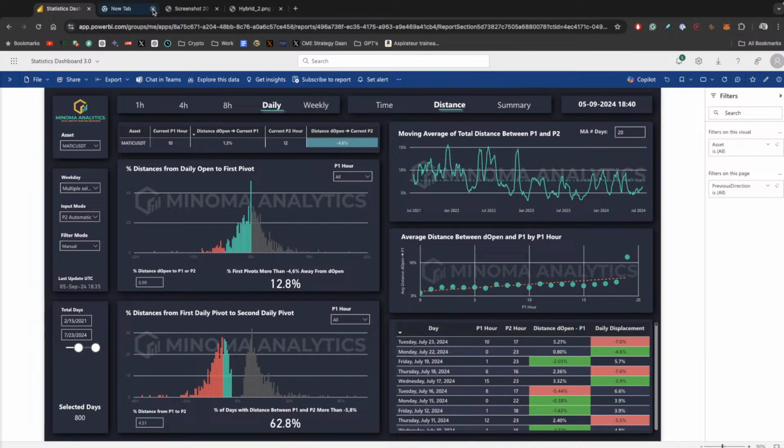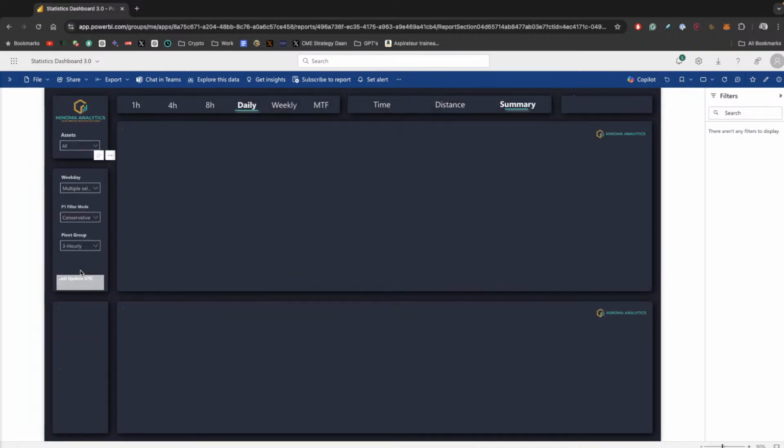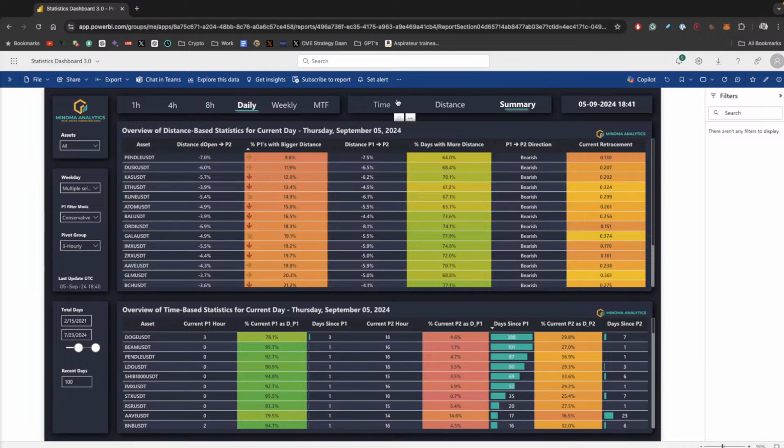But I would really suggest going into this filter mode, because if you're not sure, just use conservative. But I definitely think there's a good case to be made for the hybrid. I would not use no filtering, right? On the summary page, we have the same thing. I would never use no filtering, even though it's possible. I would use hybrid or conservative, right? Because the hybrid just makes more sense.